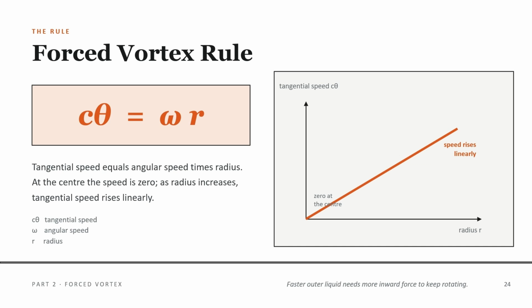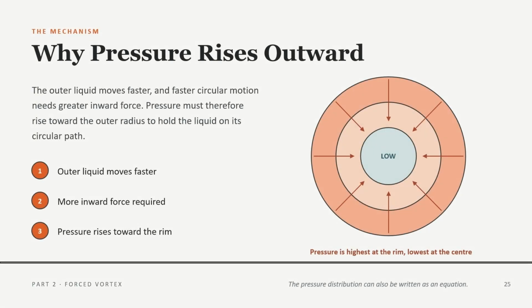Because the outer liquid moves faster, it needs a stronger inward force to remain on its circular path. Why does pressure rise outward? The faster outer liquid requires a stronger inward pressure force. Therefore, pressure rises toward the outside radius. The higher outside pressure pushes inward, keeping the liquid rotating in circles. This is the same radial equilibrium principle we saw in a pipe bend, now applied to a rotating liquid.